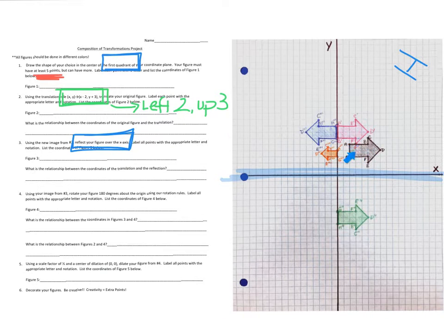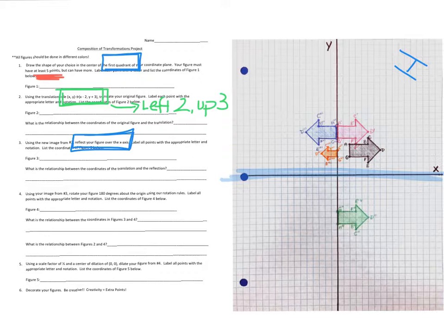So far we have figure 1 is the original. Figure 2 is the translation, and then figure 3 is the reflection. Now remember, I did not reflect my original, I reflected my new. So this is a composition, which means we are kind of adding on to our transformation. So step 1 to step 2, step 2 to step 3, and so on.